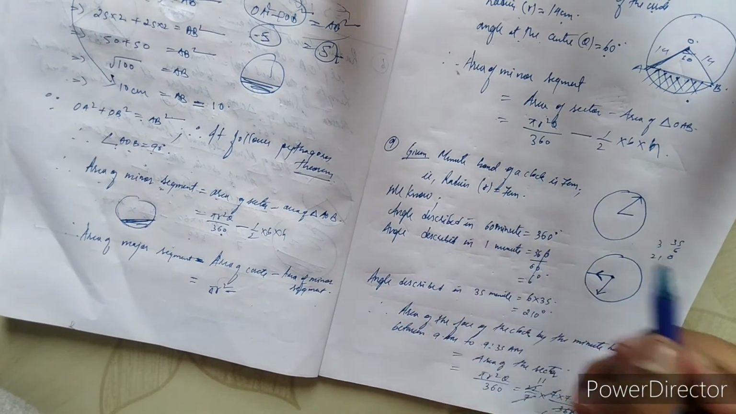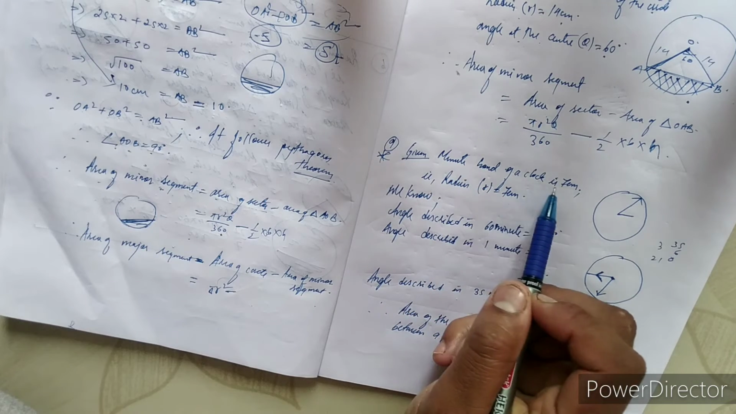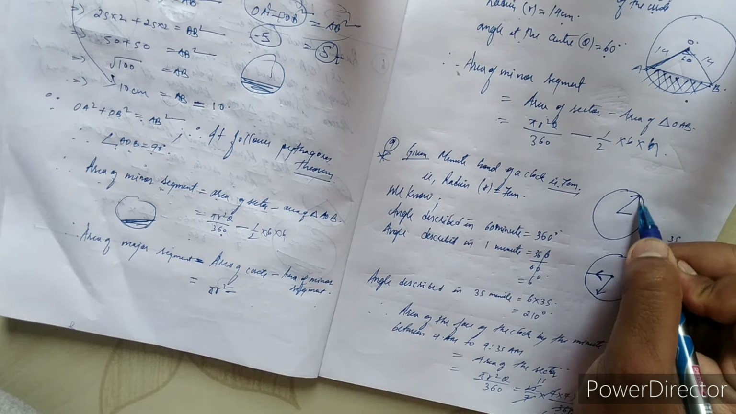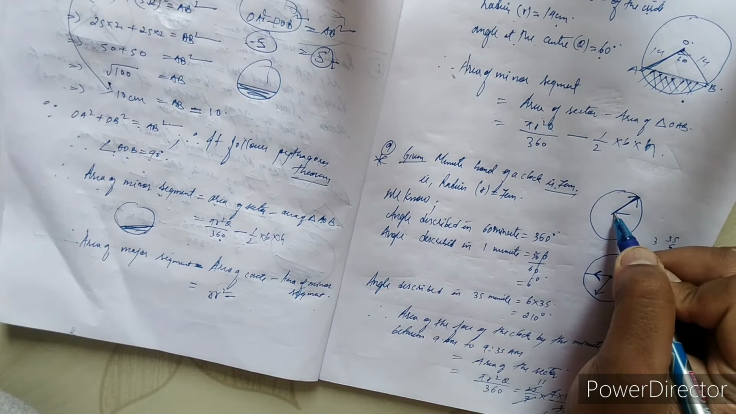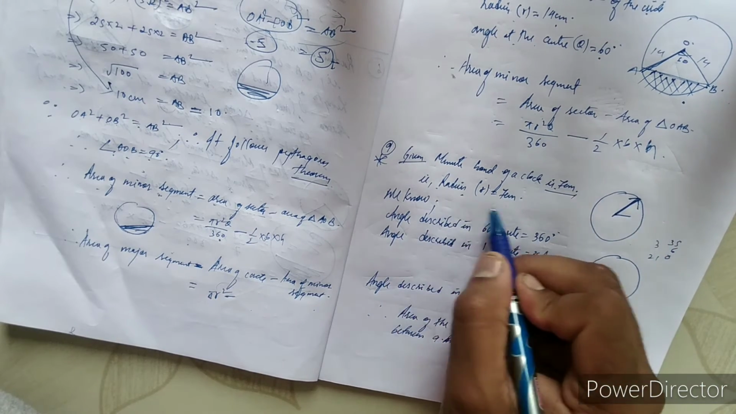Next is this one. This question is again very important, it has come many times. The minute hand of a clock is 7 centimeter. We know that in a clock the minute hand is the bigger one, so it looks like the radius of the clock. So radius equals 7 centimeter.